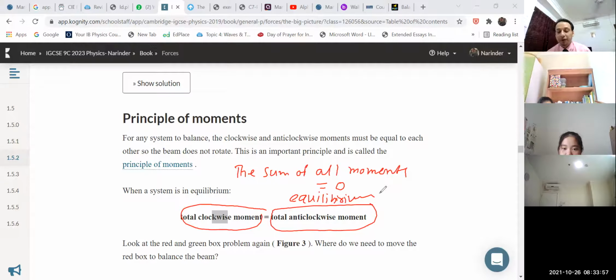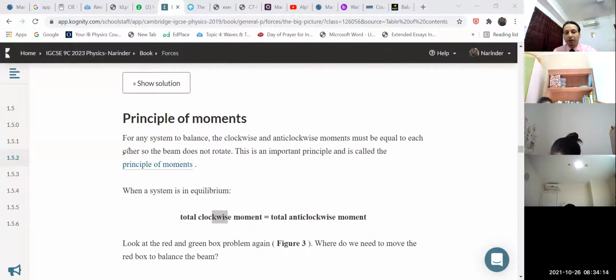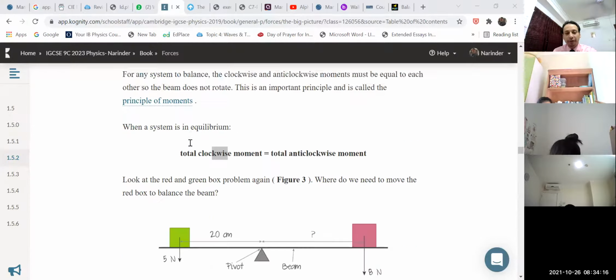Equilibrium. Balance condition. Equilibrium means the balance. Neither will the object move, rotate to the left or to the right. Neither clockwise, neither anti-clockwise. So this principle, please remember, this is a very, very important equation, that the total clockwise moment should be equal to the anti-clockwise moment.